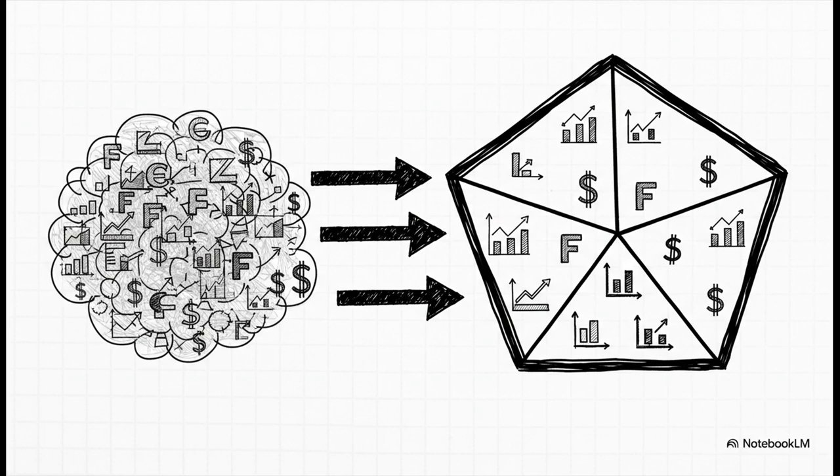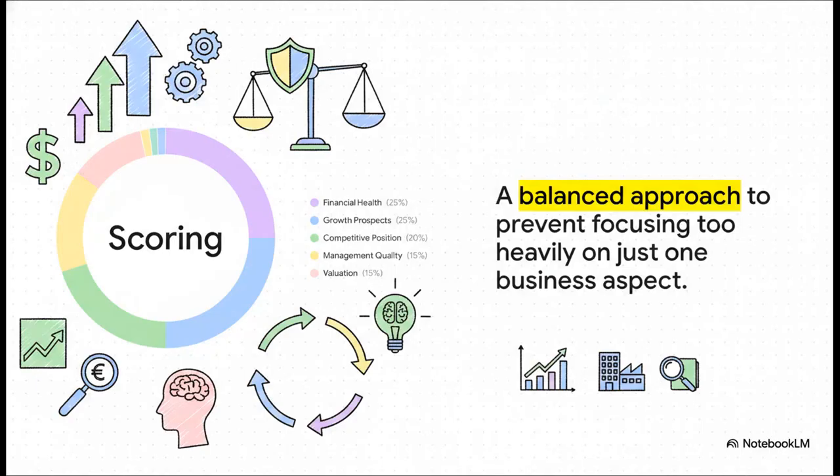The key is that everything is structured around Finmagine's 5-parameter framework. This makes sure every single stock is evaluated in a consistent, holistic, 360-degree way. This framework is built on 5 key pillars. You'll notice that financial health and growth prospects get the most weight, 25% each. And that's because, let's be honest, a strong foundation and a clear path forward are absolutely critical. After that, we look at competitive position, management quality, and finally, valuation. It's this balanced approach that keeps you from getting tunnel vision on just one part of a business.